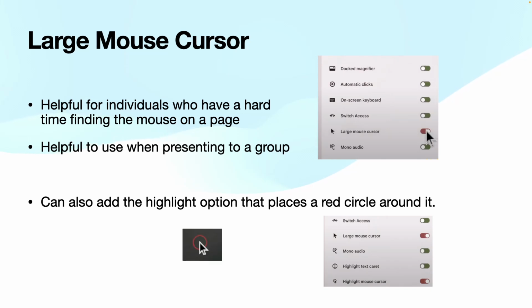The third is the large mouse cursor. You can turn this on. It's very helpful for individuals who have a hard time finding the mouse on a page, especially with younger children. A lot of times that can be difficult. It's also helpful when you're presenting to a group. If you've got that mouse image larger, it's easier to see.